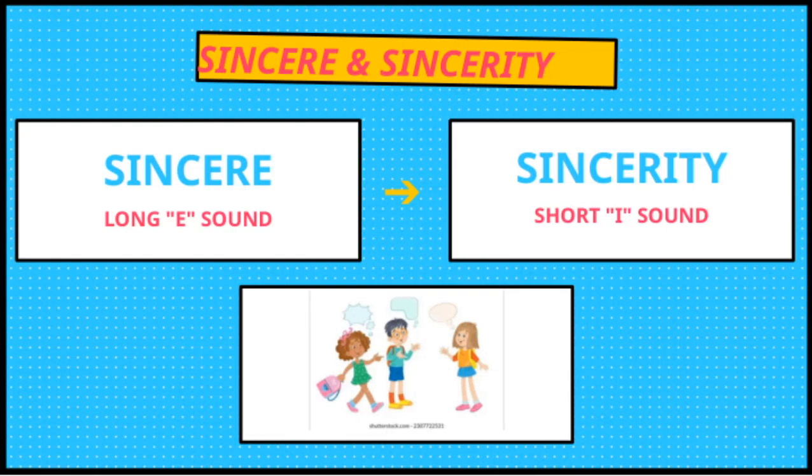Let's take a closer look at the difference between the short I sound and the long E sound, as seen in words like sincerity and sincere. When we pronounce sincerity, we use the short I sound, which is more relaxed and quick. It's often used in words that describe qualities or states, like sincerity itself. Now, when we say sincere, we're using the long E sound, which is a bit more emphasized and clear. Understanding these subtle differences helps us communicate more authentically.